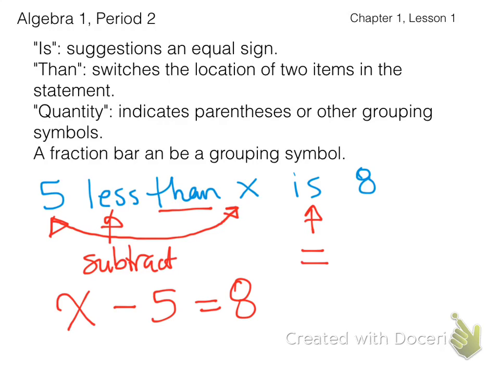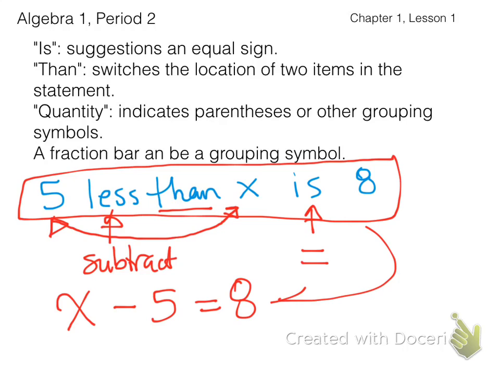So that's how you translate this written phrase, right here, into an equation. Alright, so the word "than" means to switch things, so you've got to pay attention to that.